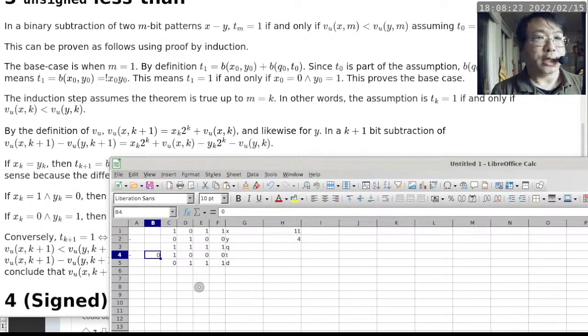I'll give you a second example where it's the opposite, okay? You know, the T4 is going to be a 1. Does M equal 4 because it's a 4-bit? Yeah, exactly. How do we know the number of bits that we're subtracting? We just look at X and Y, because X, Y, and D all have to have the same width, which in this case is 4 bits.